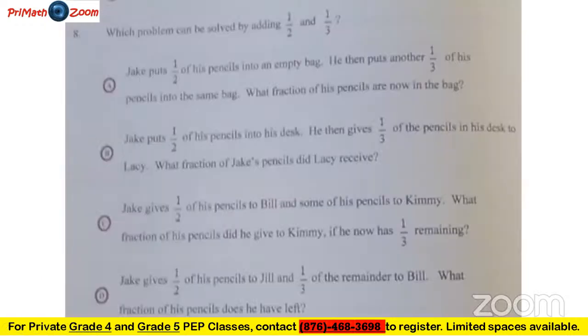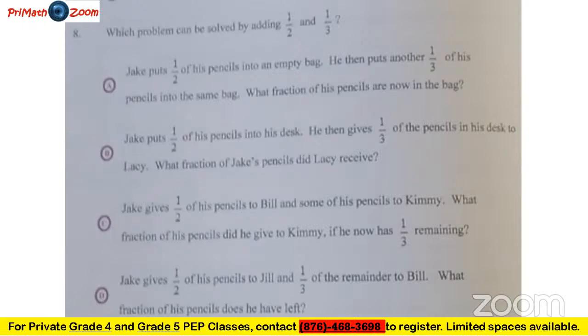Number 8, which problem can be solved by adding a half and 1/3? A, Jake puts a half of his pencils in an empty bag. He then puts another 1/3 of his pencils into the same bag. What fraction of his pencils are now in the bag? This is showing where we're adding a half and a third. Let's look at B. Jake puts a half of his pencils in the desk. He then gives a third of the pencils in his desk to Lacey.